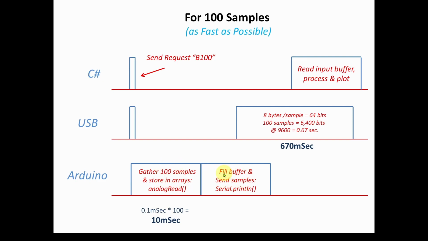Then we've got to fill the output buffer and send those samples. How long that's going to take, we don't know, because it's going to depend on how quickly the buffer is emptied from the USB communication grabbing that data and sending it. So that's going to vary. But when it does grab that data on the USB, we're going to look at 9,600 bits per second. How long is that going to take? Well, what are we going to be sending? We've got to figure out how many bits we're going to be sending in each sample and figure out how long that's going to take at 9,600 bits per second.